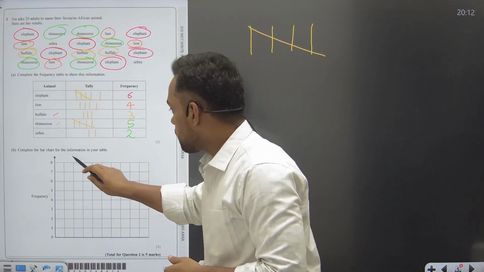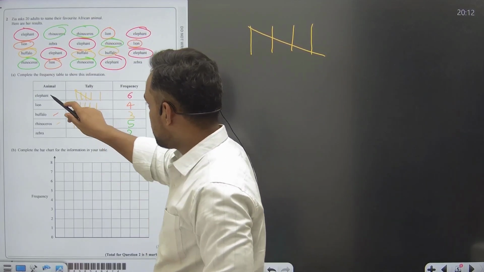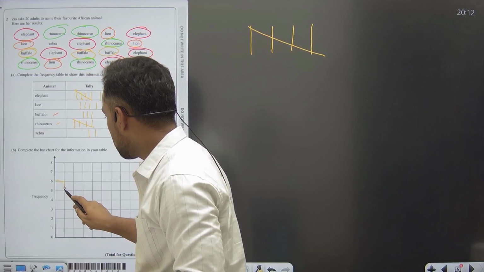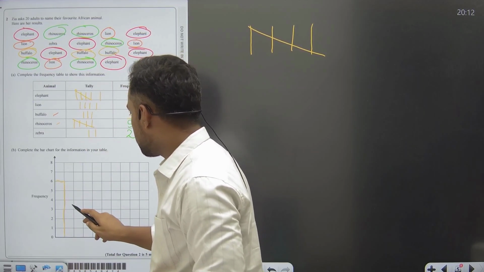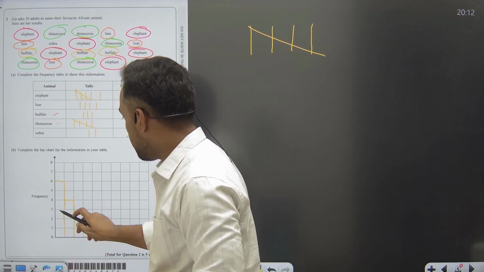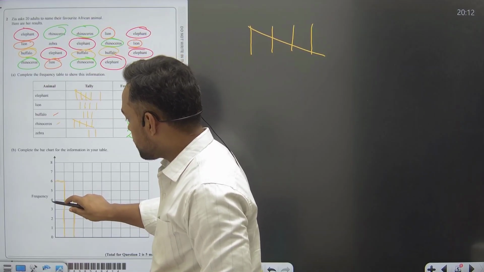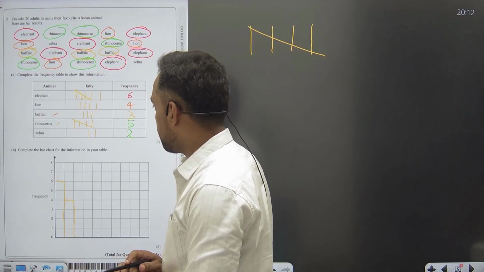Complete the bar chart for the information in your table. Bar chart. If I say for elephant it is 6, so from here to here it will be of elephant. Same for lion, it is 4, so for lion it will be 4. Just need to align the value written on the frequency, and then you need to make this bar chart.